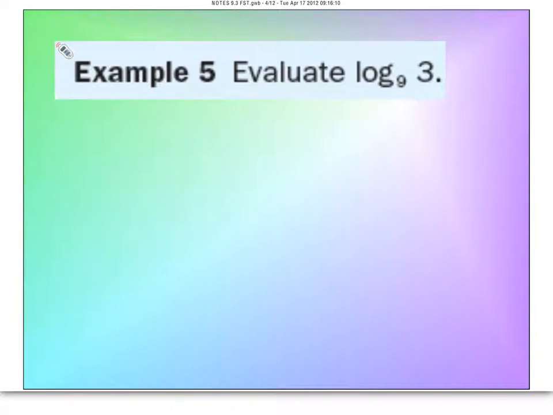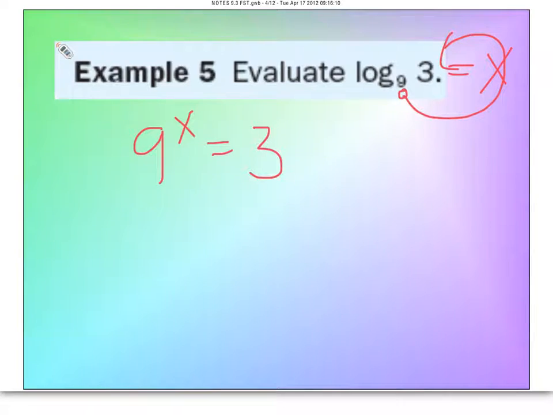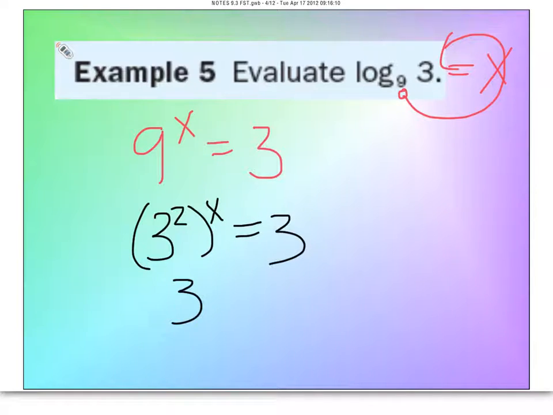Let's try this one. Evaluate log base 9 of 3. Okay, this is going to equal something. I'm going to call it x this time. And I'm going to take the base of the log and just rewrite it as its exponent. So it's 9 to some power equals 3. Again, as it stands, these are not comparable because they're different base numbers, but you actually can write 9 as a base 3 number. It's 3 squared, and there's an x on the outside, and this is 3. So when you multiply, you have 3 to the 2x power equals 3.